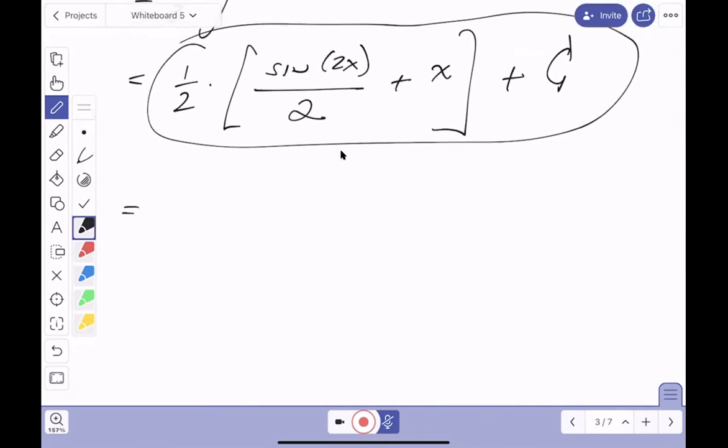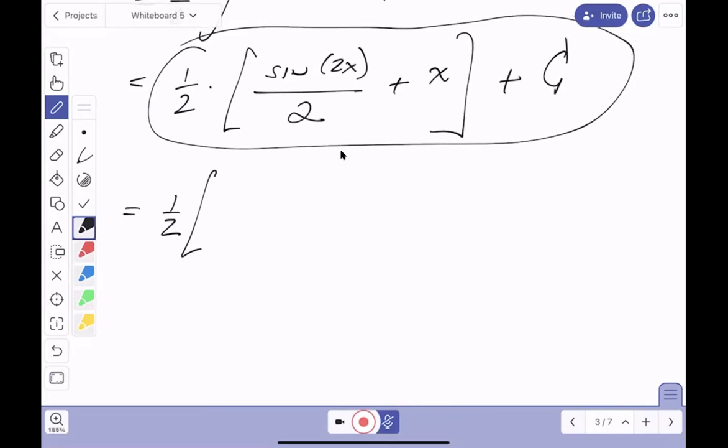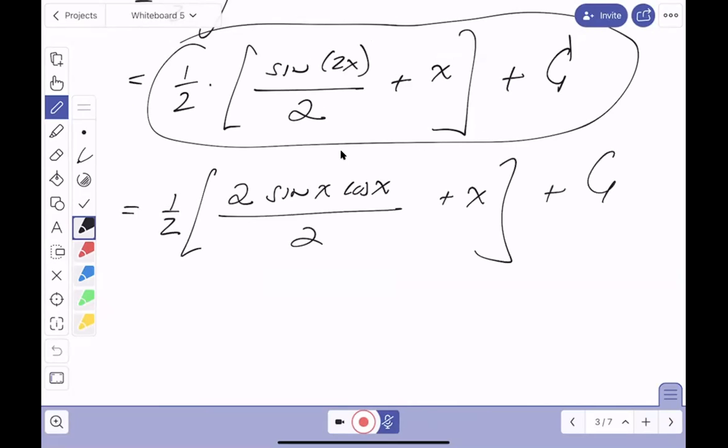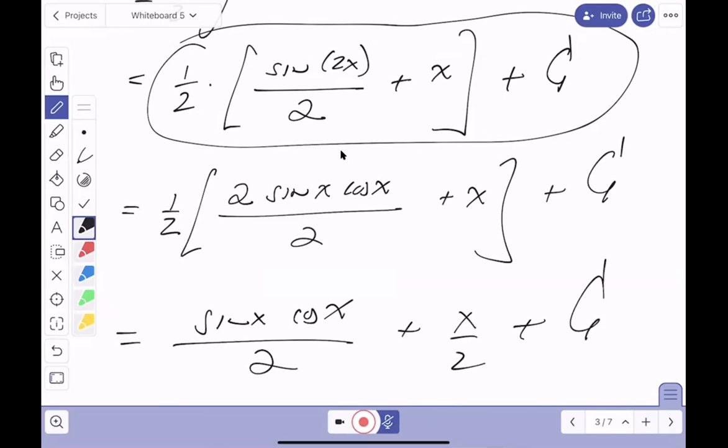So it's going to be 1/2. Let's write this over here. Sine of 2x is going to be 2 sine x cosine x. These are things you learned in Math 120. See some arbitrary constant over here. What would you get over there? Well, you'd get sine x cosine x over 2 plus x over 2 plus some constant of integration.